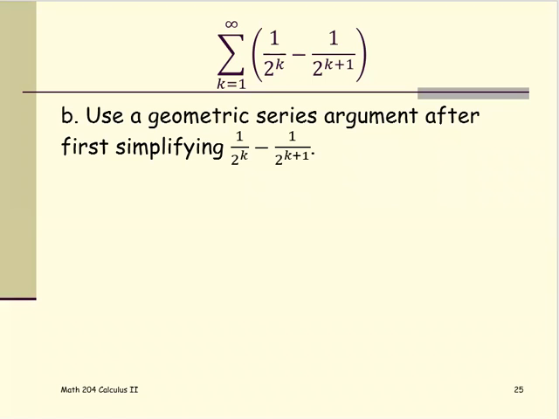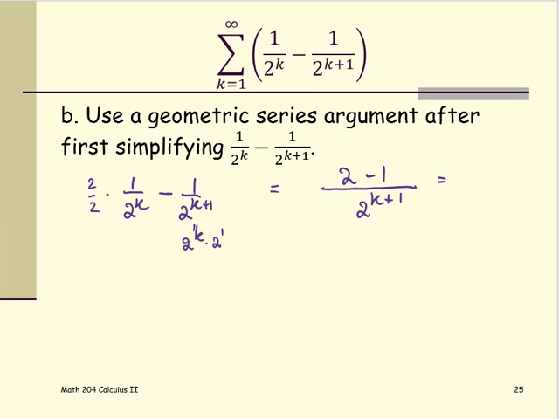The second way to evaluate this infinite series is to use the geometric series. First, we're going to simplify the expression 1 over 2 to the power k minus 1 over 2 to the k plus 1. 2 to the k plus 1 is the same as 2 to the power k times 2 to the first. So multiply the first fraction by 2 over 2 to get the same denominator as 2 to the power k plus 1. The numerator becomes 2 minus 1, so we write it as 1 over 2 to the k plus 1, which is the same as 1 over 2 times 2 to the k.